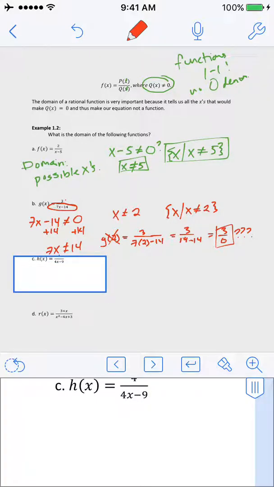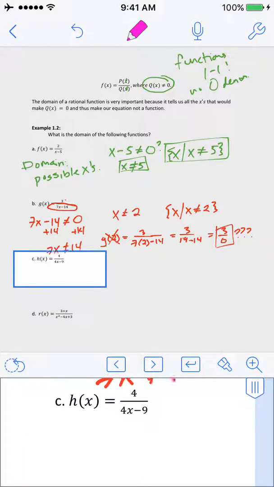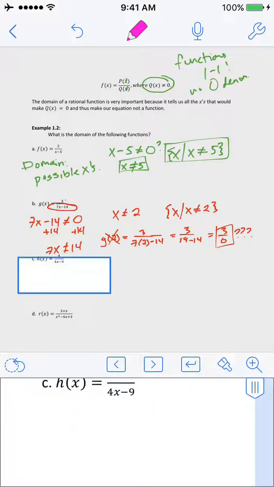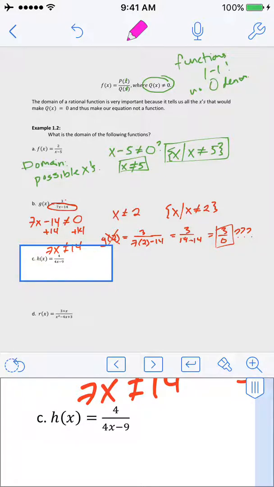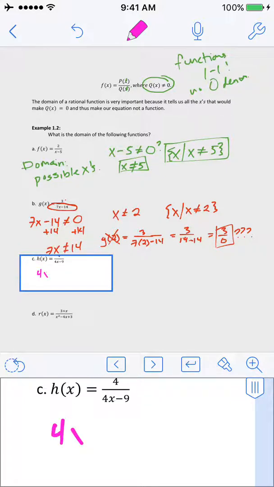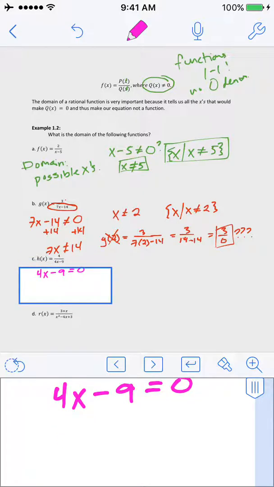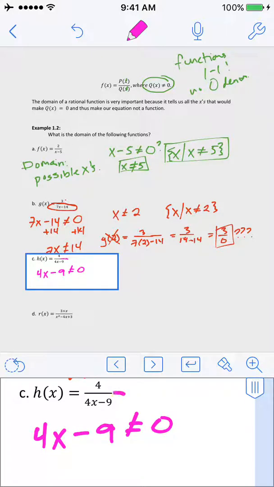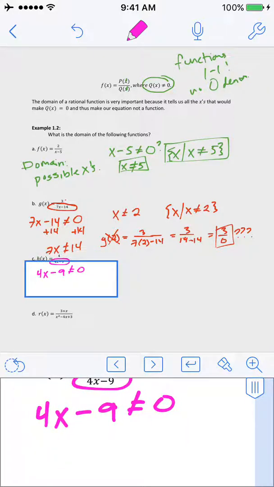All right, let's do another one. I have this function here, h of x is equal to 4 over 4x minus 9, right? The only problem would be the denominator. Can't have that equaling 0, so let's figure out what x would make the denominator 0. In this case, I really don't want this expression that makes up the denominator equal to 0, so I'm going to figure out what that would be. I'll add 9 to both sides.